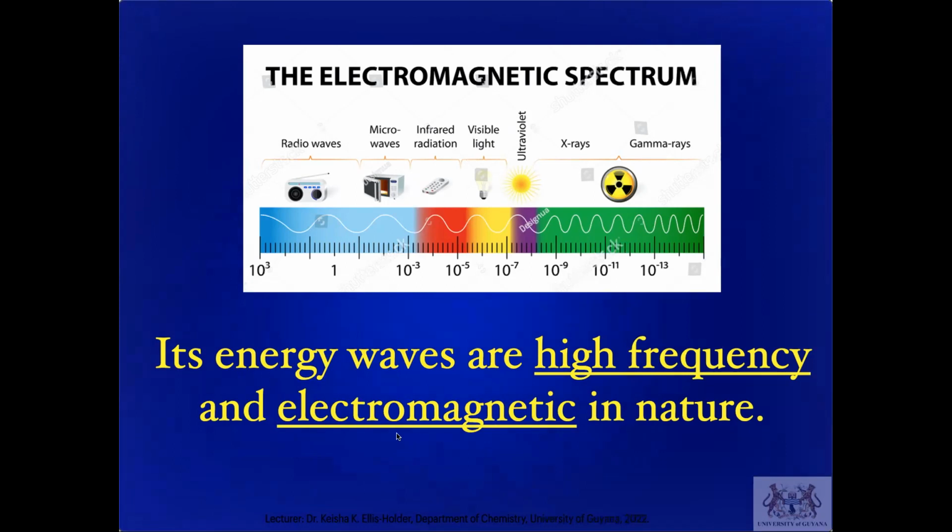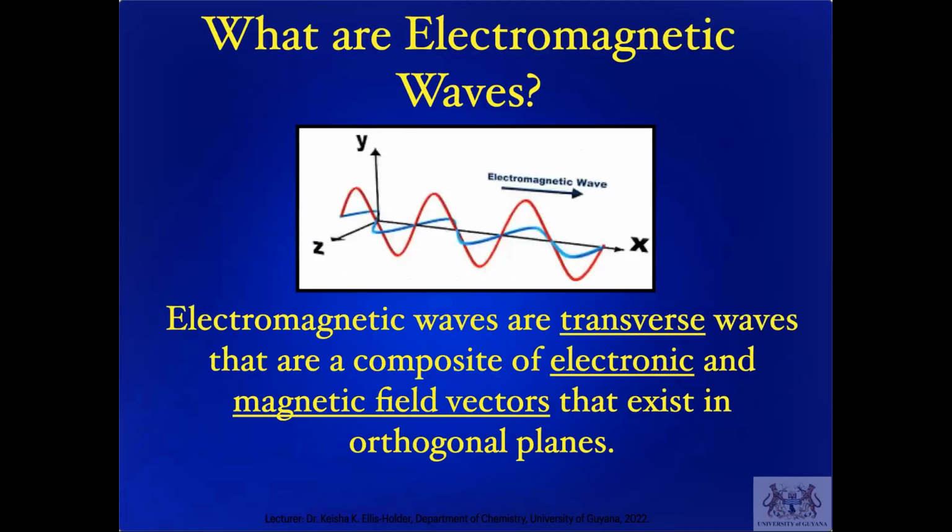The second characteristic of these energy waves is that they're electromagnetic in nature. For you to understand what that means, you would have to rely on your old physics class. An electromagnetic wave is a wave that is transverse, and it is a composite of two components: an electric field vector and a magnetic field vector. These vectors are both components of this transverse wave, but they exist in orthogonal planes. So as you can see here, the red wave exists in the XY plane.